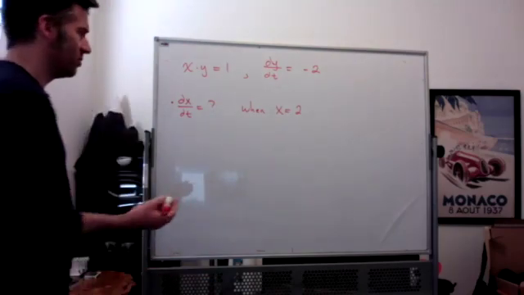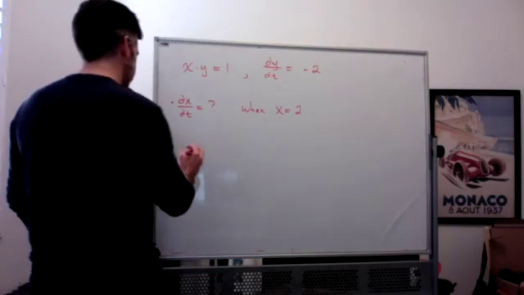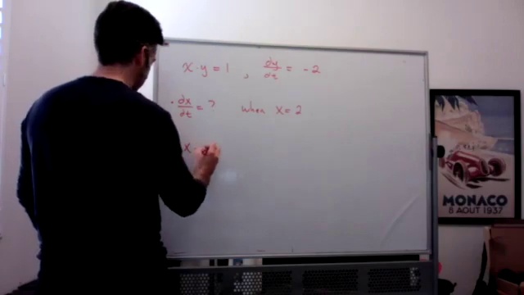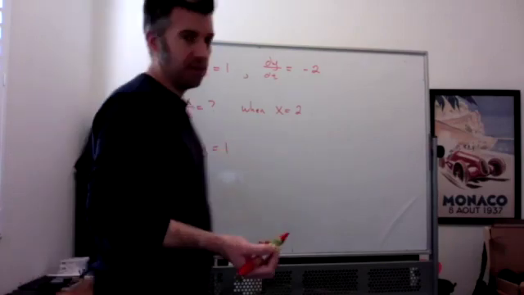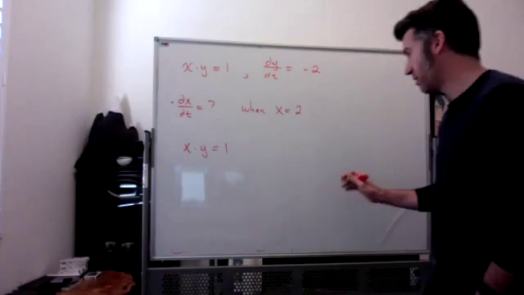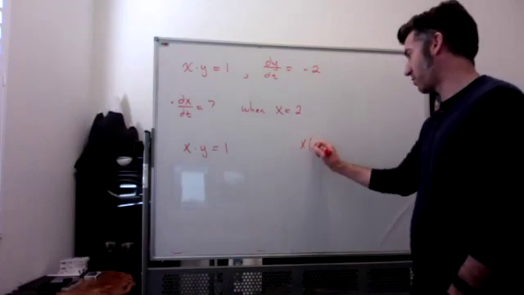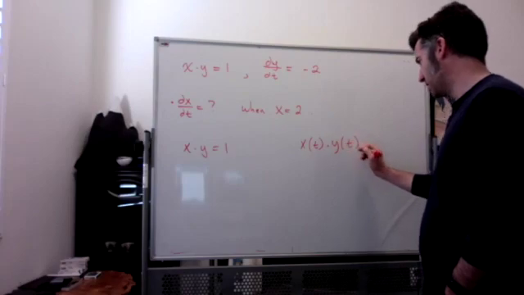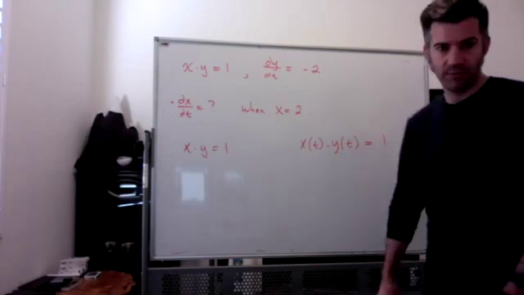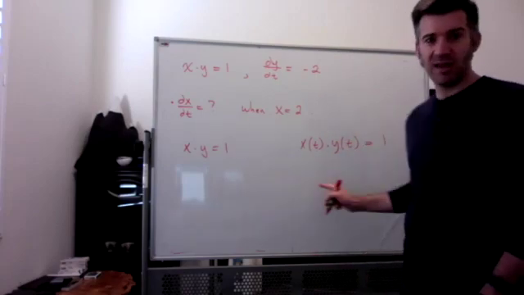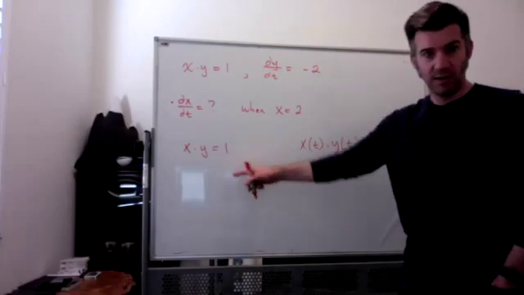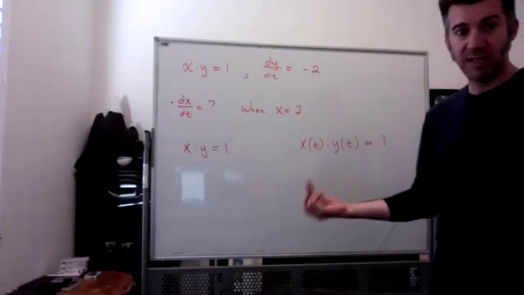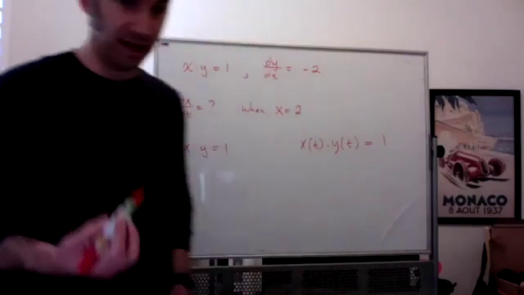If you wanted to, instead of writing it as x times y equal to 1, you can make it look more complicated and write it as x of t times y of t equals 1. These mean the same thing, it's just this is easier to write. So now we're going to differentiate both sides with respect to time.